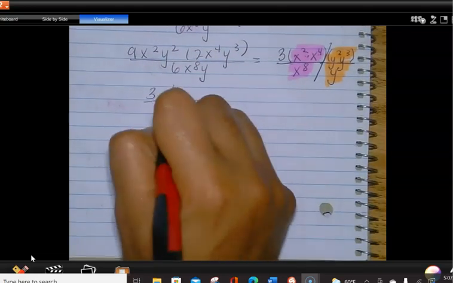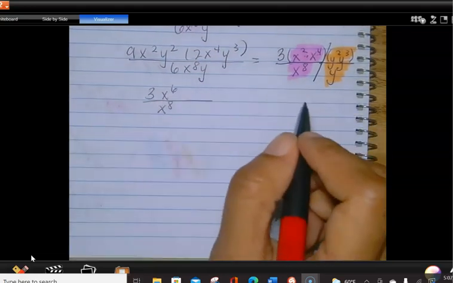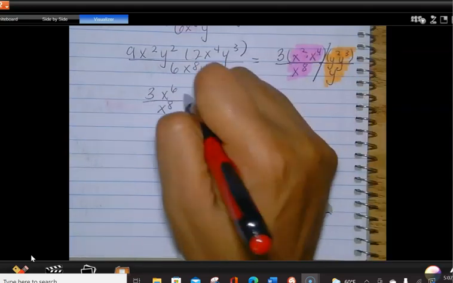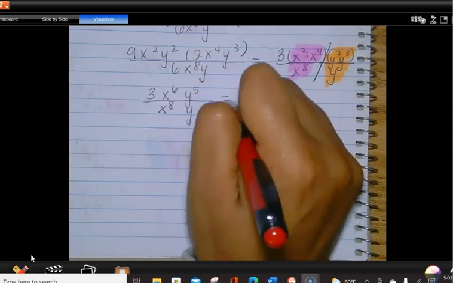But I still have that x to the 8. I'm not ready to do my subtraction or quotient rule just yet. I'm adding these two. 2 plus 3 is 5. And down here I have y to the 1. So here's the final answer.